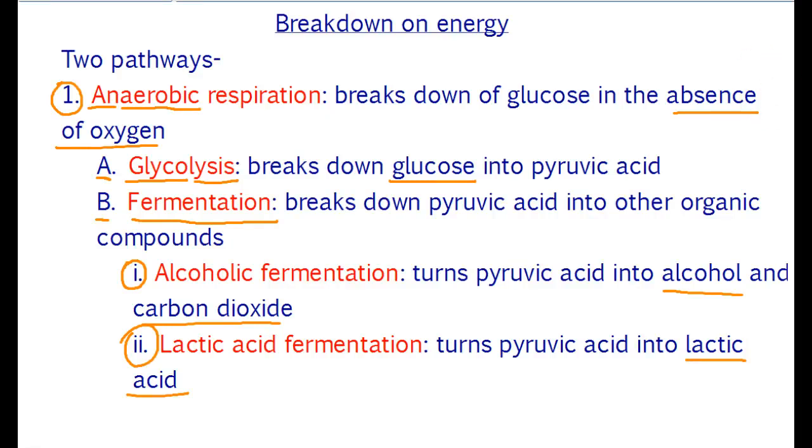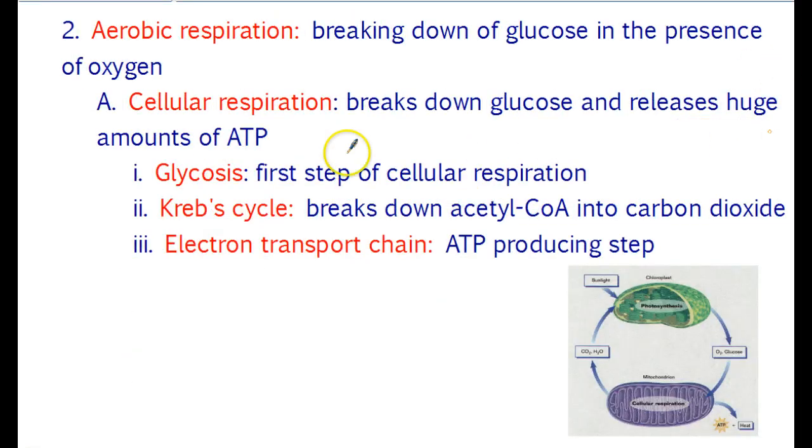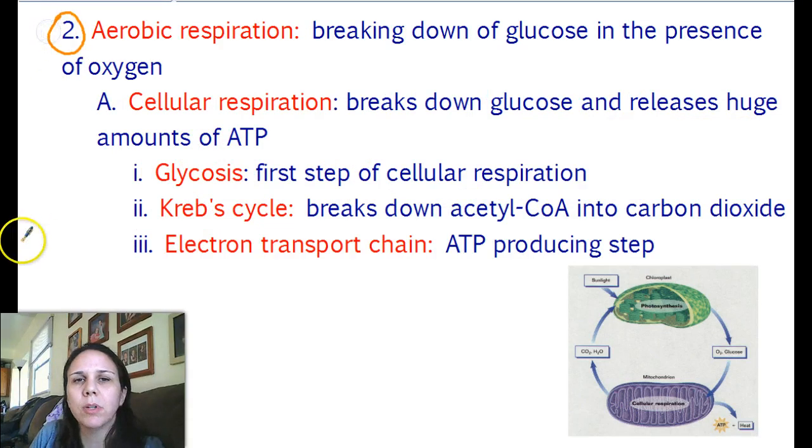The other type of pathway, if there is oxygen around, is called aerobic respiration. This is breaking down sugar with oxygen around. Specifically, the main example is cellular respiration. That's what we do. We break down glucose and we get huge amounts of ATP out of it. And to do so, there are a couple of steps.